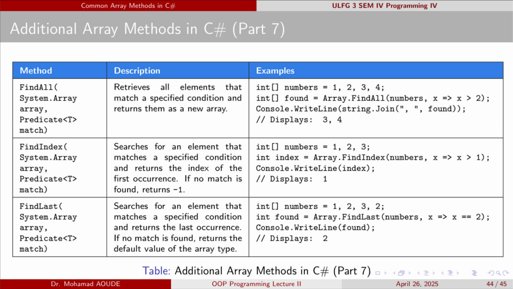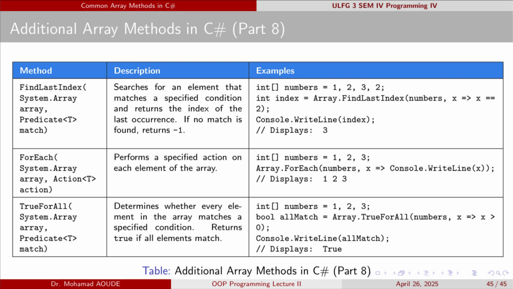Let's dive deeper into searching with conditions. FindAll retrieves all elements that match a certain condition and returns them in a new array. Super useful for filtering data. FindIndex finds the first index of an element matching a condition. FindLast finds the last matching element based on a condition. Together they give you total flexibility when searching inside arrays based on custom logic.